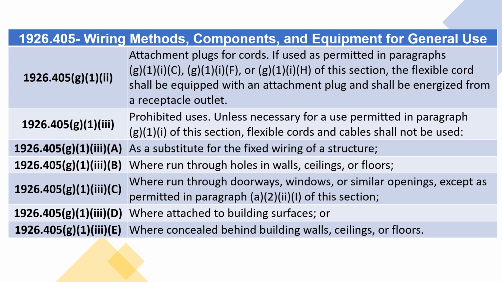1926.405(g)(1)(ii). Attachment plugs for cords. If used as permitted in paragraphs (g)(1)(i)(C), (F), or (H) of this section, the flexible cord shall be equipped with an attachment plug and shall be energized from a receptacle outlet. 1926.405(g)(1)(iii). Prohibited uses. Unless necessary for a use permitted in paragraph (g)(1)(i) of this section, flexible cords and cables shall not be used (A) through (E): as a substitute for the fixed wiring of a structure, where run through holes in walls, ceilings, or floors, where run through doorways, windows, or similar openings, except as permitted in paragraph (a)(2)(ii) of this section, where attached to building surfaces, or where concealed behind building walls, ceilings, or floors.